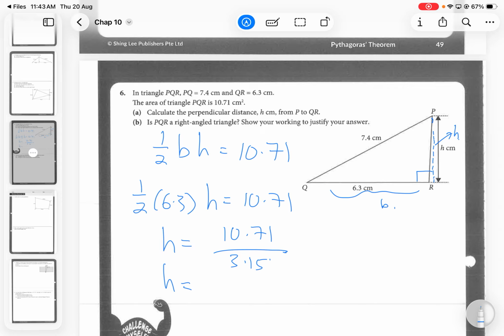I don't understand the half base times height. Where is the height from? The height is the perpendicular distance from P to QR. Even if I have a triangle like that, if this is my base and I know this is the height, I can find the area of this triangle, half times base times height. The height doesn't need to be inside the base.